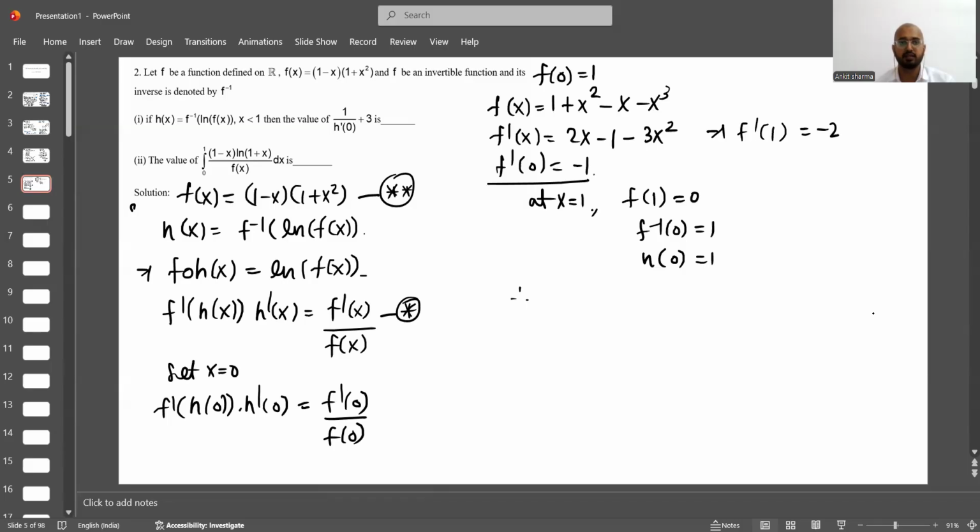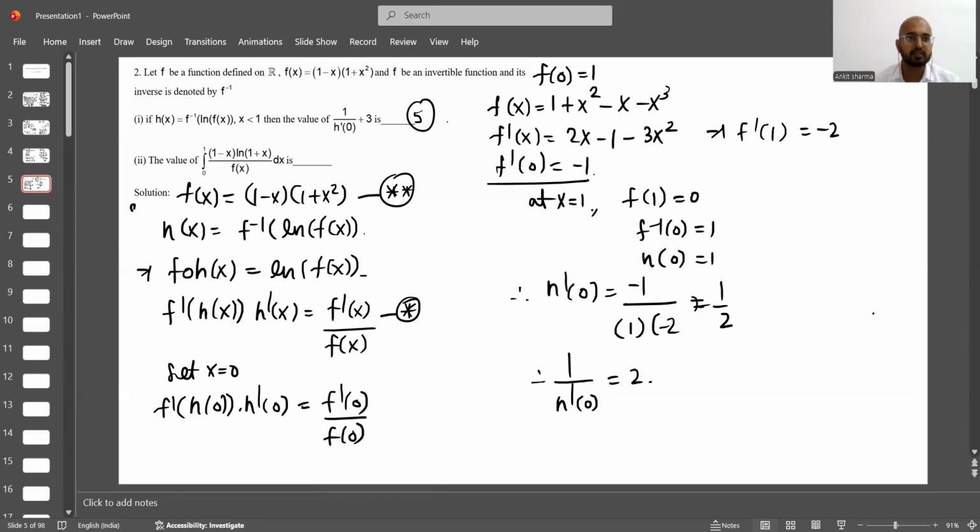So we get h dash of 0 is equal to f dash of 0 is minus 1 over f of 0 is 1 and f dash of h of 0 which is minus 2. That means we get here 1 by 2. So therefore 1 over h dash of 0 would be 2. And then if I add it here, I get here answer 5.